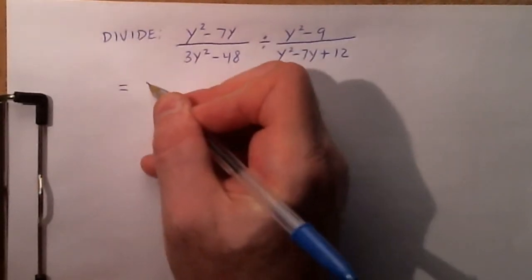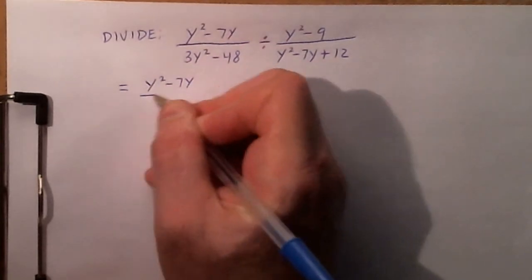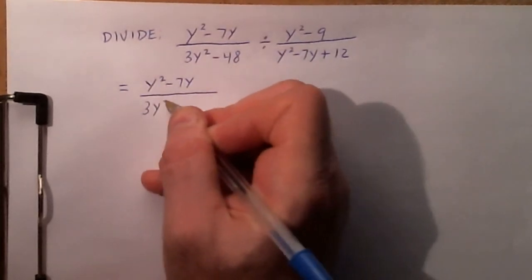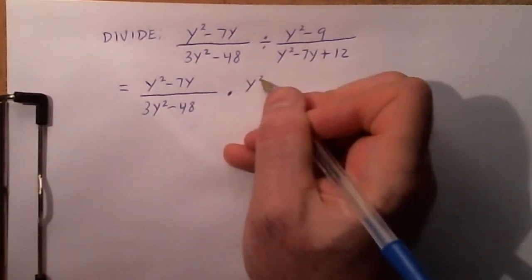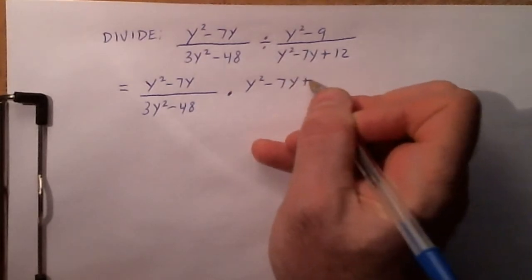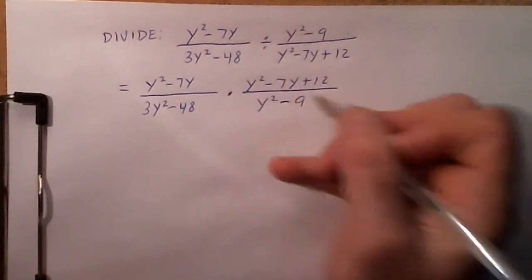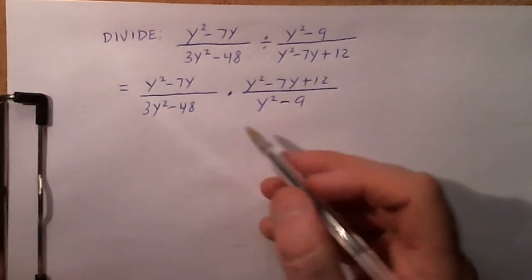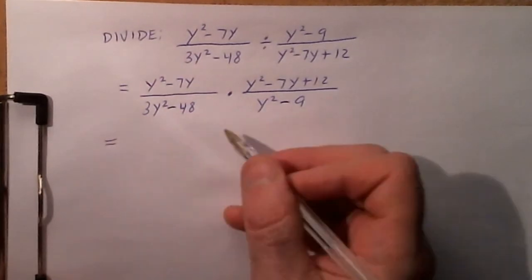Again, to divide, first of all, we have to change division to multiplication and flip the second fraction upside down. So let's do that first before we forget. And now we're back to, can we multiply rational expressions together? Well, to do so, we have to make sure all of our polynomials are completely factored.